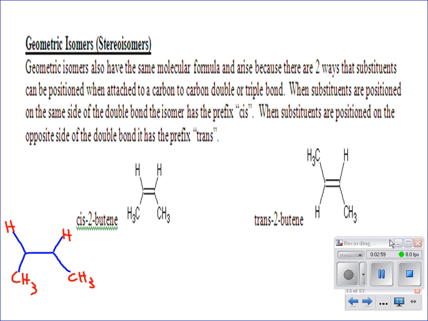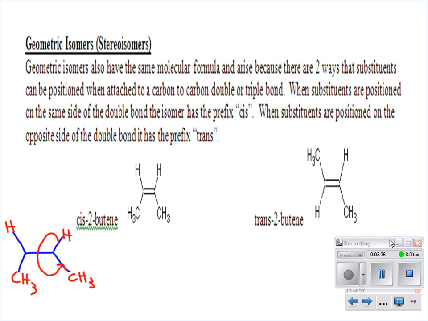Single bonds have free rotation around them. Okay, remember they're sigma bonds, right? So they're head-to-head overlap, and they can easily rotate. So the CH3 could be up there. If it turns, imagine turning it. Or the H, and it's the same structure though. We didn't have to disconnect anything to make one like the other. So single bonds don't create a geometric isomer like double bonds do.